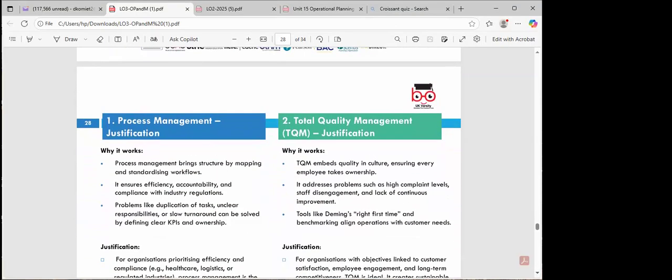Process management justification. Why it works? Process management breaks down work by mapping and standardizing workflows. It ensures efficiency, accountability, and compliance with industry regulations. Problems like duplication of tasks, unclear responsibilities, or slow turnaround can be solved by defining clear KPIs, which are the key performance indicators, and ownership. Okay.